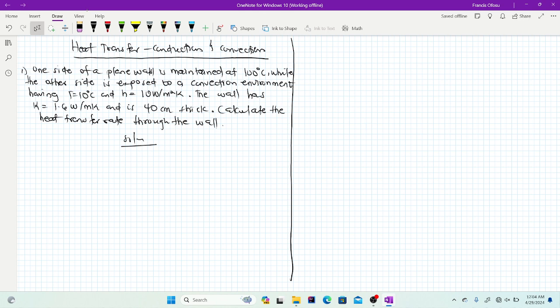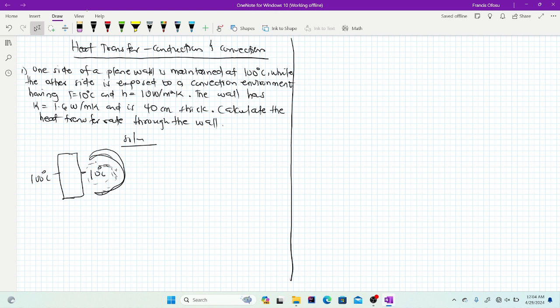Right? So now the question says that one side of a plane wall is maintained at 100 degrees Celsius, while the other side is exposed to a convection environment having a temperature of 10 degrees Celsius. Now you can sketch our wall, and you see that this side is 100 degrees Celsius and this side is 10 degrees Celsius. But this side is exposed to a convection environment. This side, the question didn't tell us that it's exposed to a convection environment.